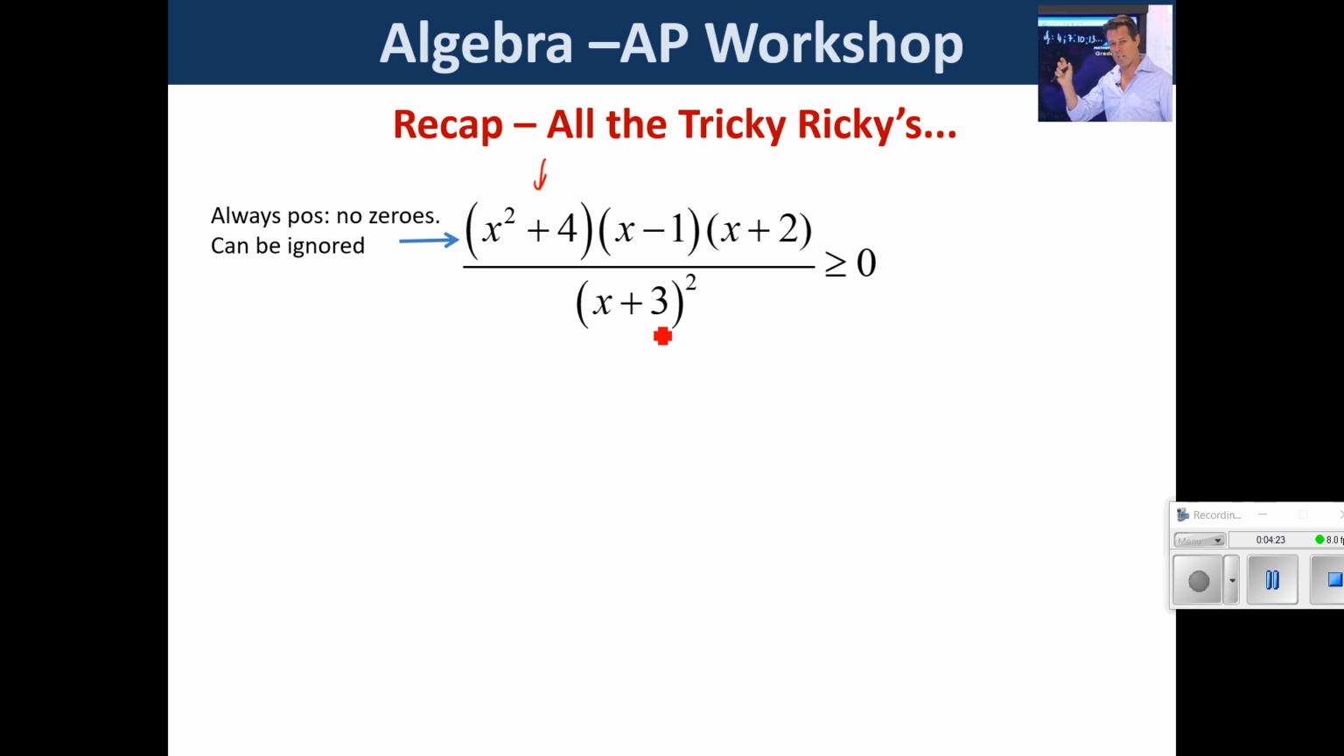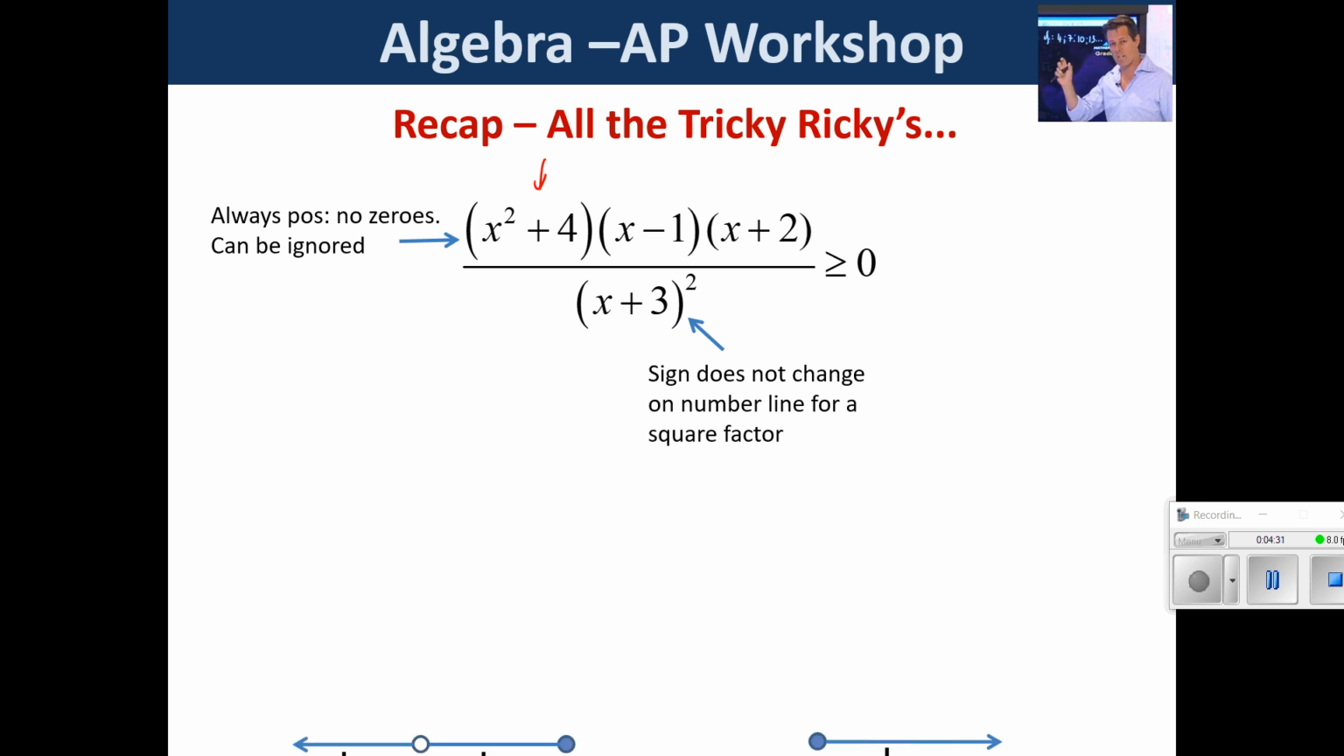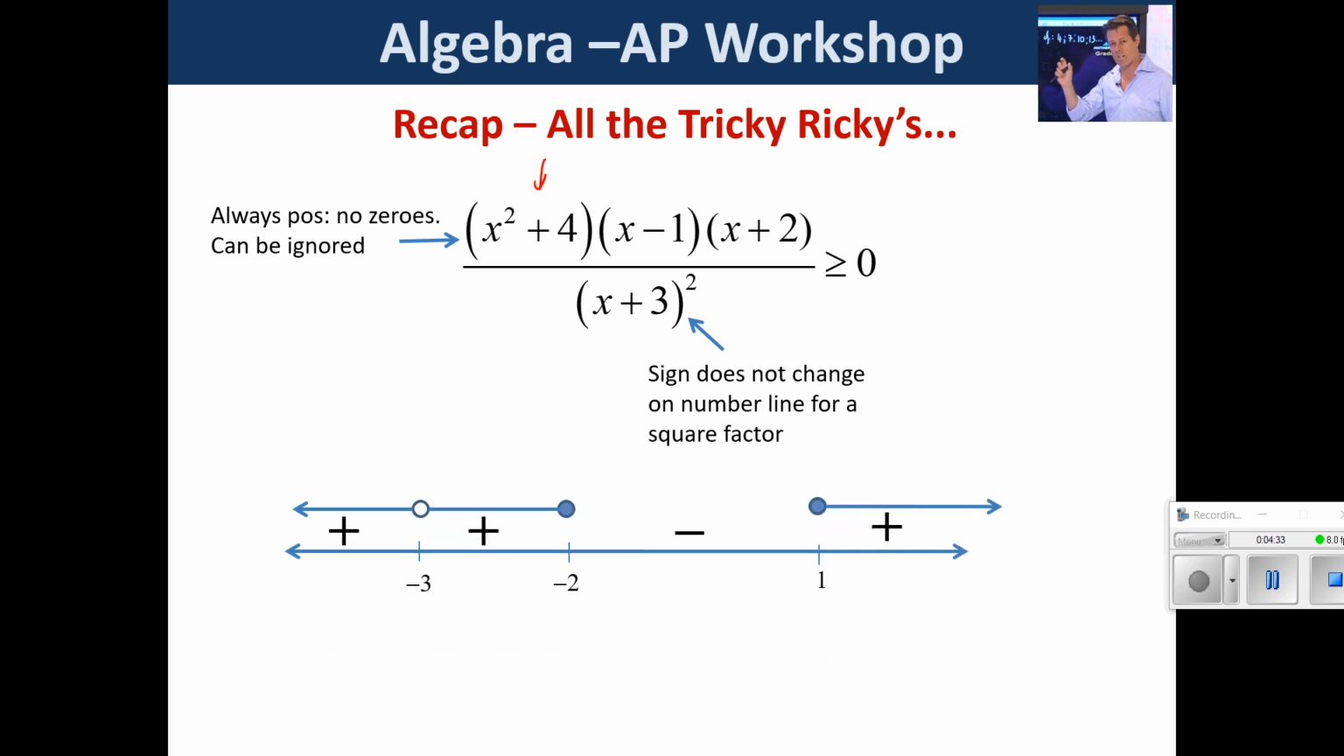The second point, because this is a square, remember that the signs on either side of the critical value will be exactly the same. The signs don't change. And then we just put on the number line. There's my negative 3 where it was undefined. Put on all your values. We want the positive solution set. Obviously, this positive solution set must, of course, exclude the negative 3.